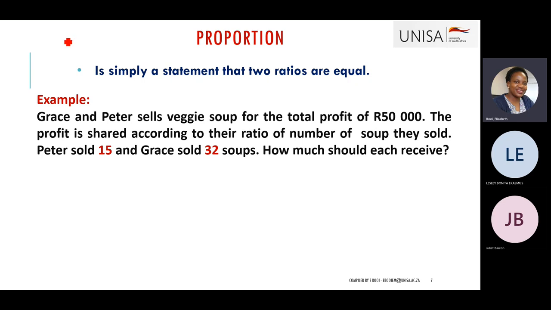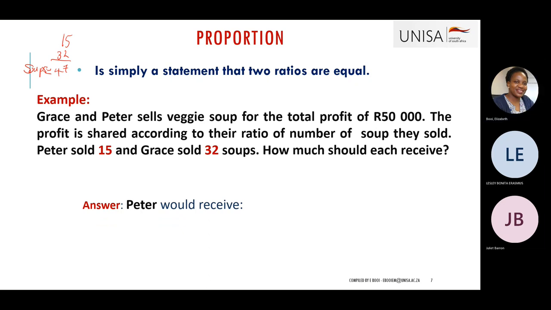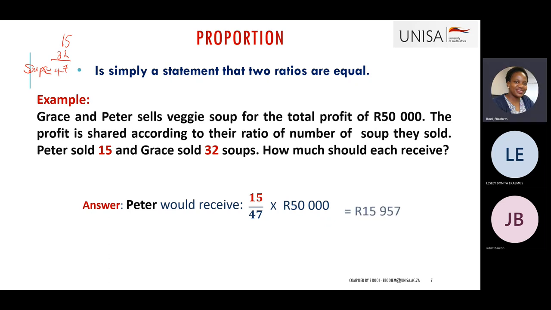So we need to say 15 plus 32, which equals 47. So they have sold 47 products, or 47 soups, right? So we know that in total, they have sold 47 soups. So we need to calculate the ratio of Peter's so that we can calculate how much Peter will receive. Peter sold 15, so the ratio of Peter will be 15 out of 47. Multiply that with the profit that they have made as a team, and that would give us how much Peter would receive.